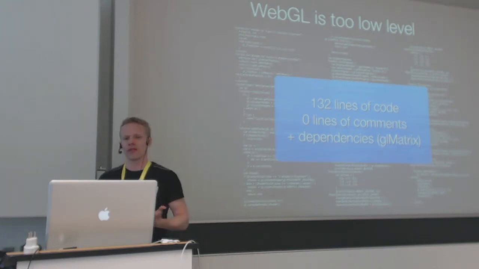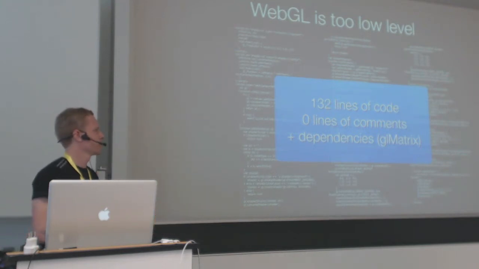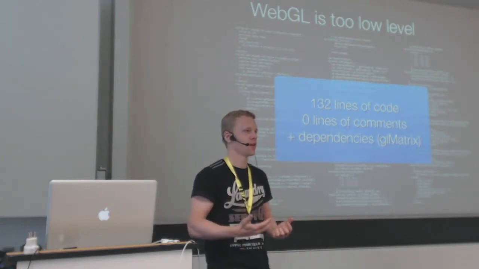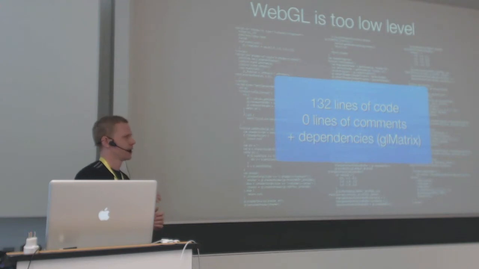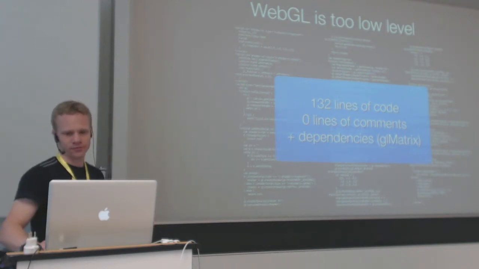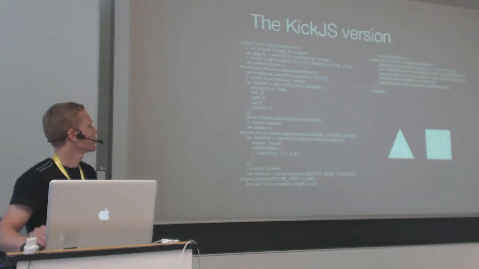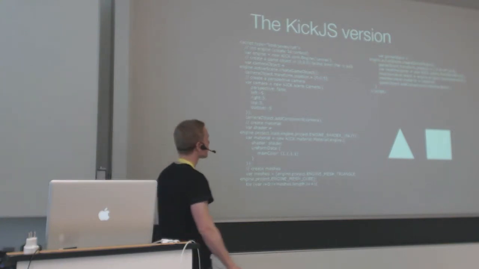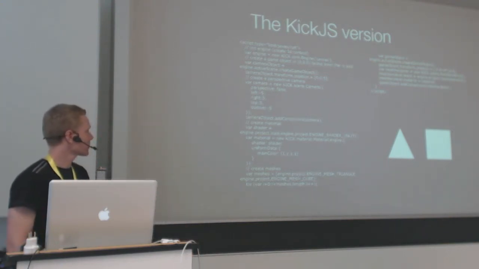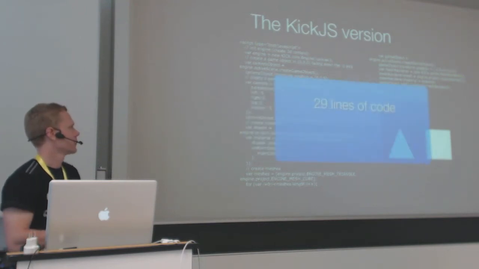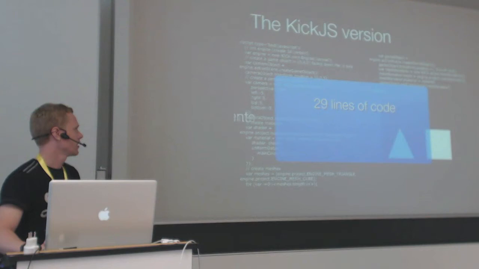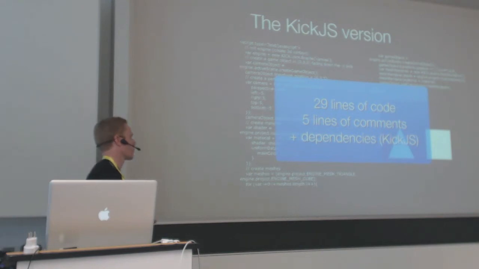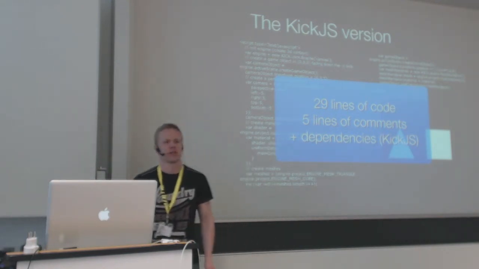So what I'm saying is that when you want to create some web application using WebGL, you should consider if JavaScript is the right abstraction level for you. With KickJS, if you want to create the same, you would write some code like this. This is 29 lines of code and an additional 5 lines of comments. And of course, it has one dependency, that is the KickJS library.